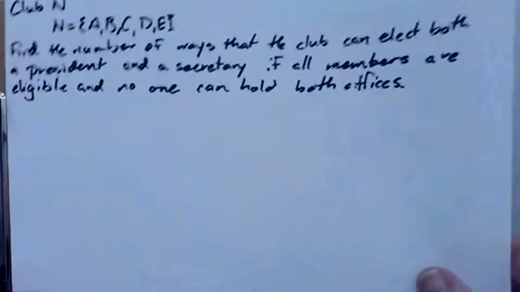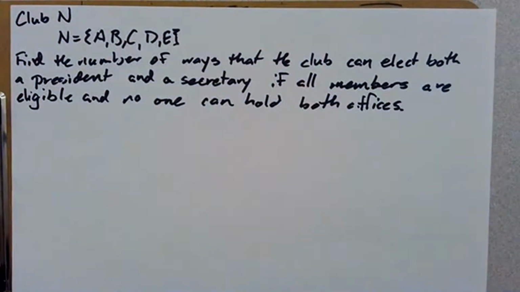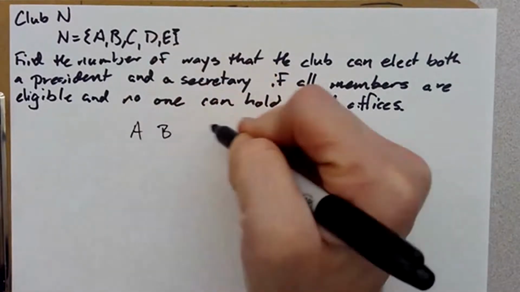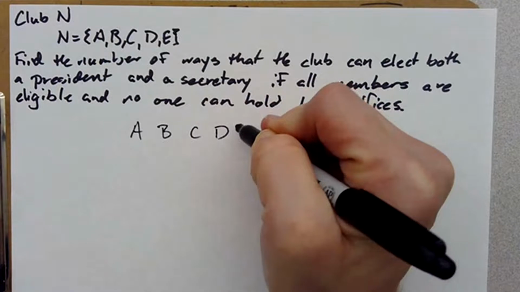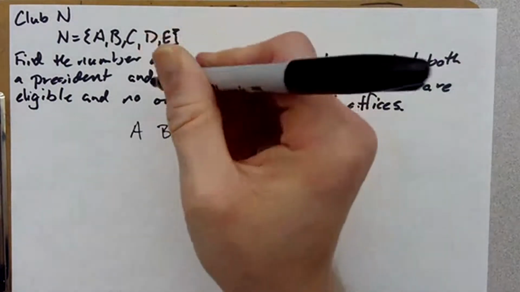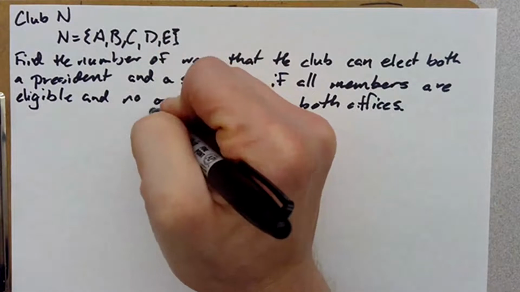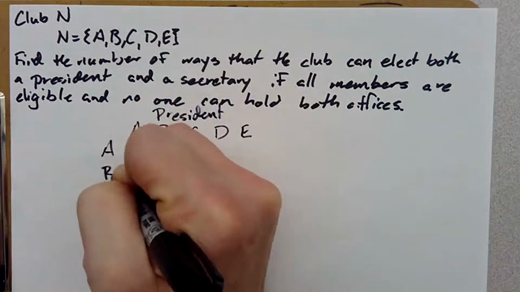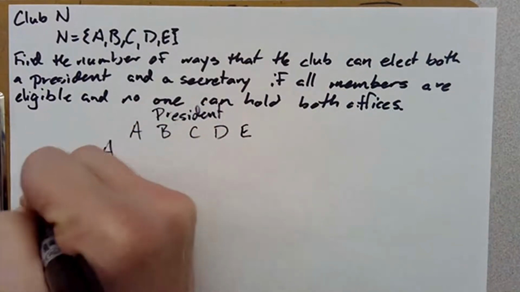Now we return to that same club where we had Alan, Bill, Kathy, David, and Evelyn. We want to find the number of ways that the club can elect both a president and a secretary if all members are eligible and no one can hold both offices. So we have 5 candidates for each office. We'll call this the president position. Here's our secretary.